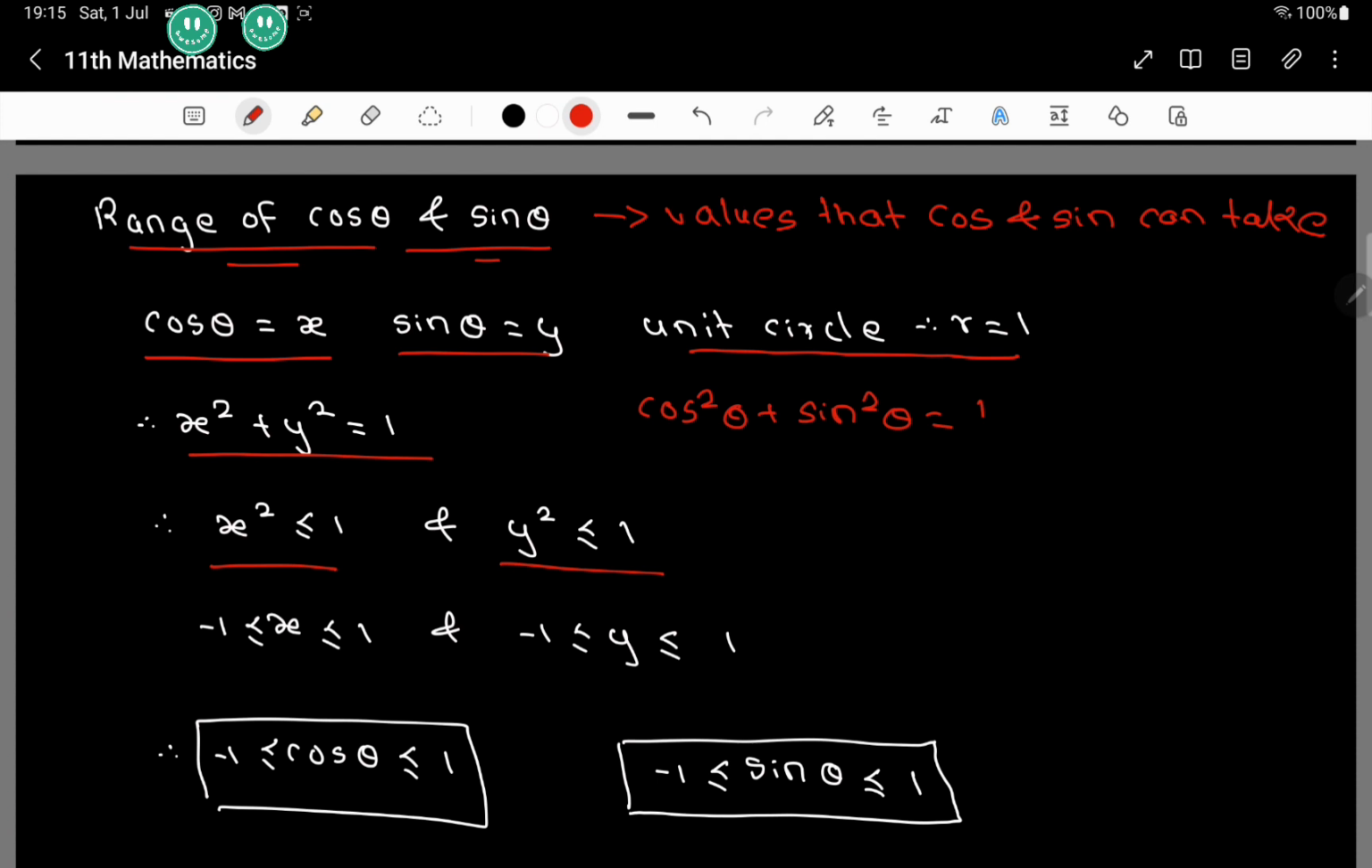Right? When y square is equal to 1, x square is equal to 0. When x square is 1, y square is equal to 0. And when x square is less than 1, y square is also less than 1. Now, when we solve this inequality for x square less than 1, the value of x should lie between minus 1 and 1. And when we solve the inequality y square less than 1, the value of y should lie between minus 1 and 1.